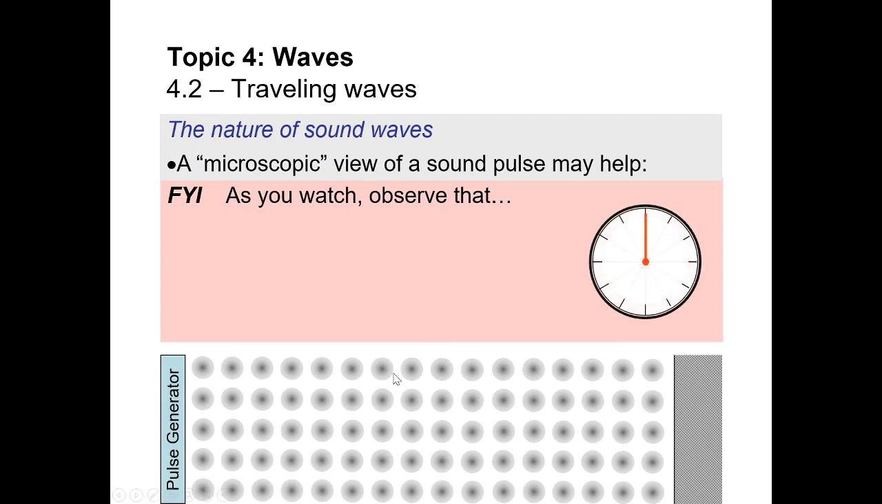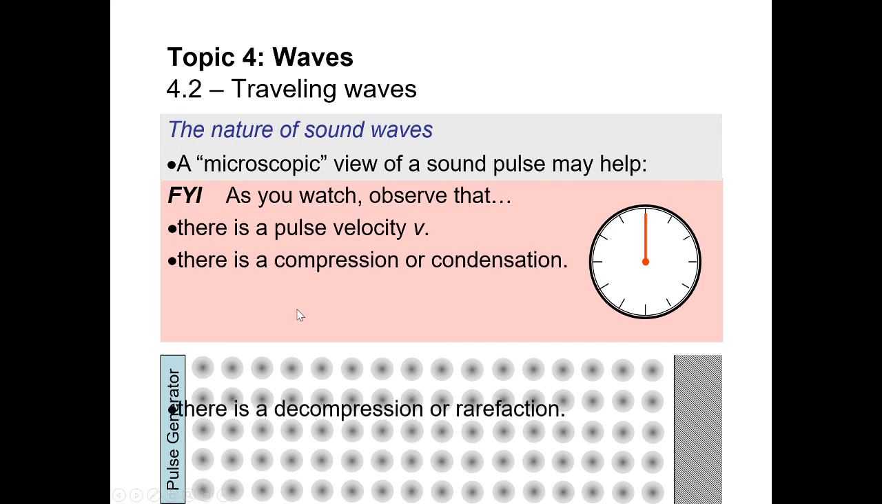All right, so this would be a microscopic view of what a sound pulse would look like. The idea is, you've got your pulse generator here on the left. It creates energy. It transfers energy to the line of particles immediately next to it. These particles then transfer the energy to the line immediately next to them. Then this line immediately transfers the energy to the line next to them, and so on until the energy transfers all the way through to the end.